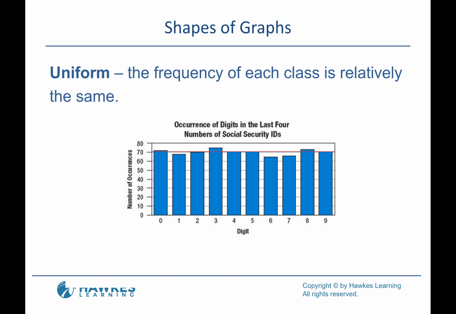It would be weird, and we would start looking for a reason if, like, we noticed everybody had a 7 in the last digit of their Social Security number, just about. So we wouldn't expect that, right? We expect them to be pretty even. So here we would say the shape of this graph, the shape of this data is uniform.